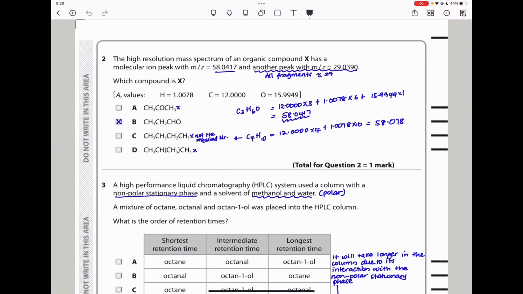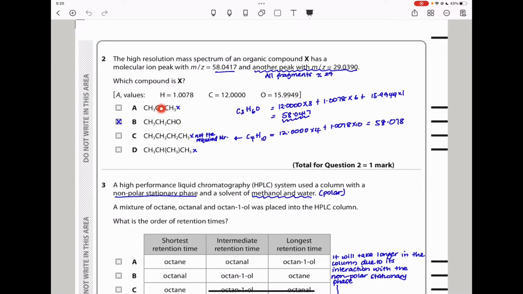So moving on to question 2, it says the high resolution mass spectrum of an organic compound X has a molecular ion peak with a mass to charge that and another peak with that. Because this is the molecular ion peak, this peak here should be due to fragmentation. So they go on to ask which compound is X. What you could do is go through and find which is required. You could calculate the molecular mass. So I tried. The answer I got, it's only this one that was corresponding to the molecular ion.